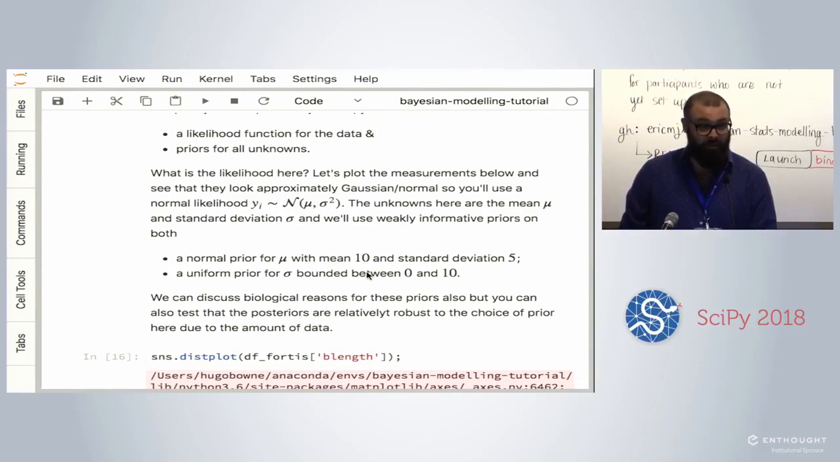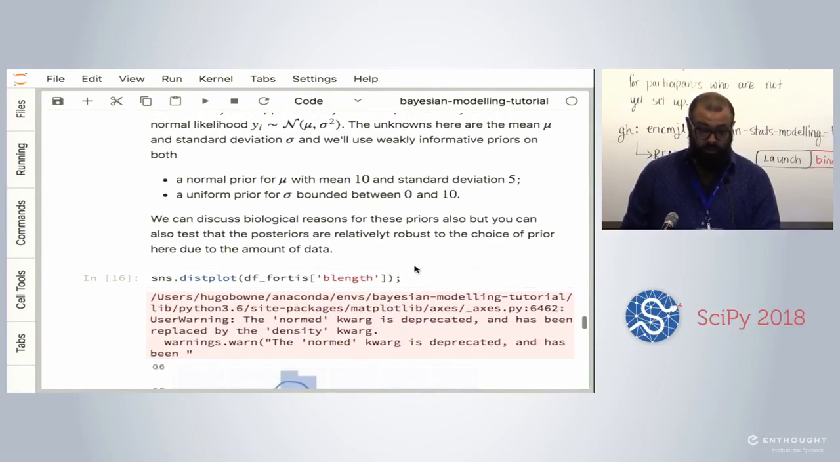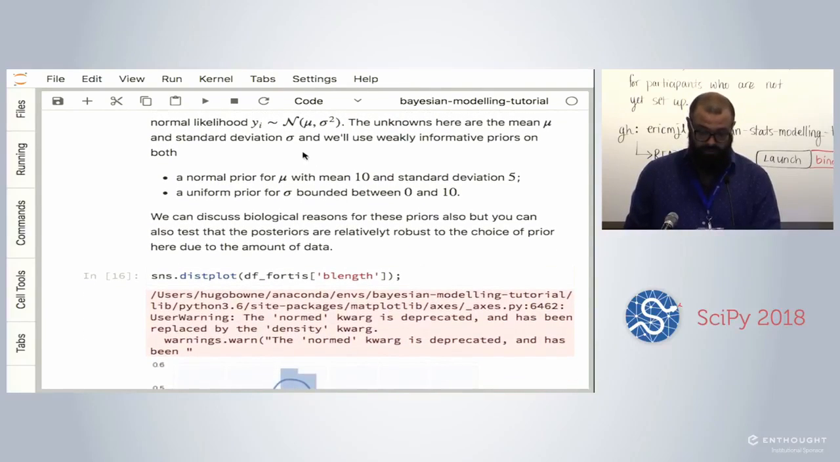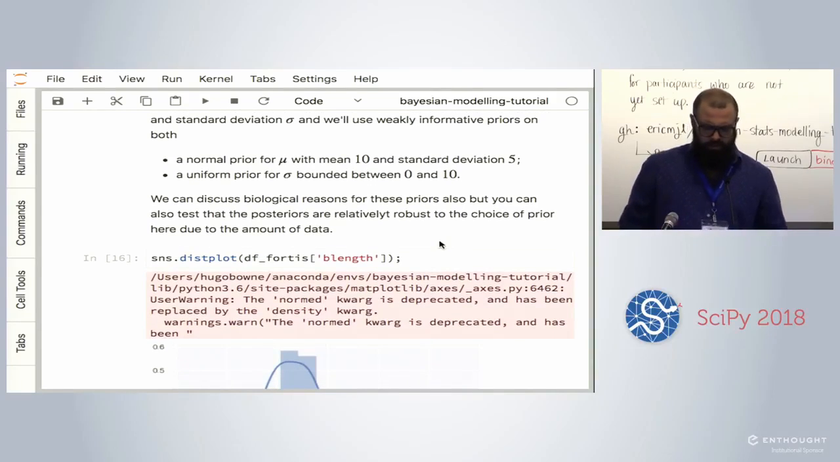Now, what are the unknowns in the likelihood? They're the mean, mu, and the standard deviation, sigma. And what we'll do is we'll use weakly informative priors on both. We'll use a normal prior for mu, with mean 10 and standard deviation 5, and a uniform prior for sigma bounded by 0 and 10. Now, one of the reasons we'd use a bounded prior for sigma is it's the standard deviation, right? So it's got to be greater than 0, okay?